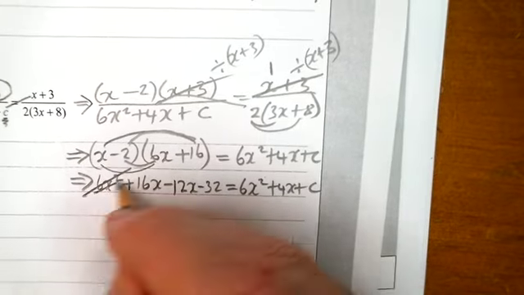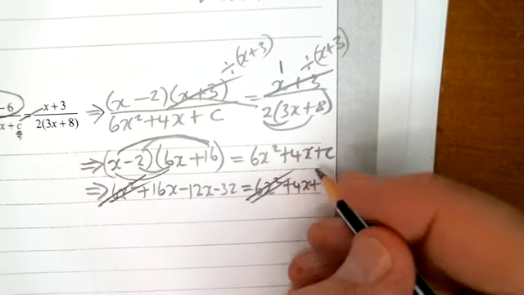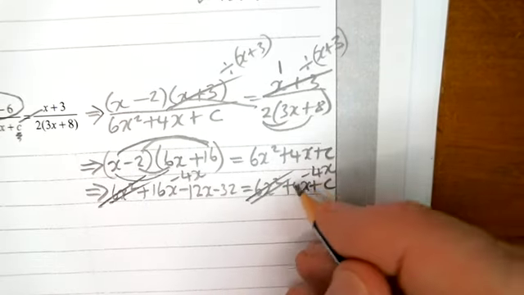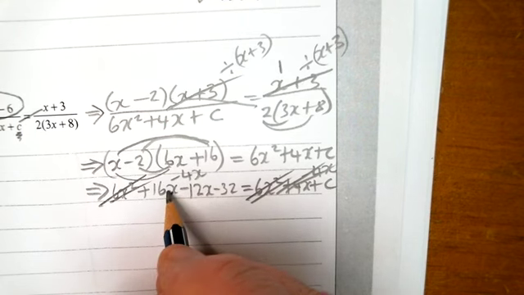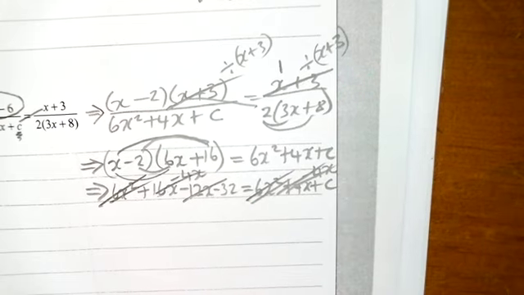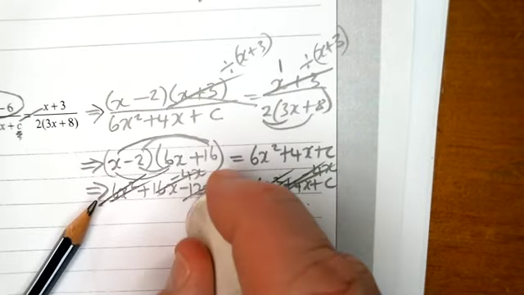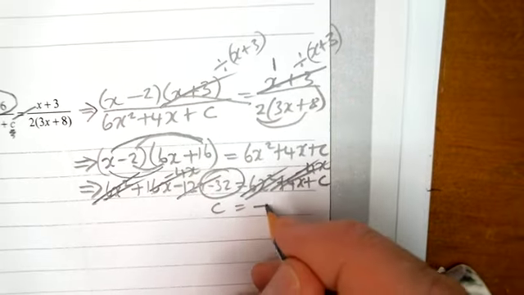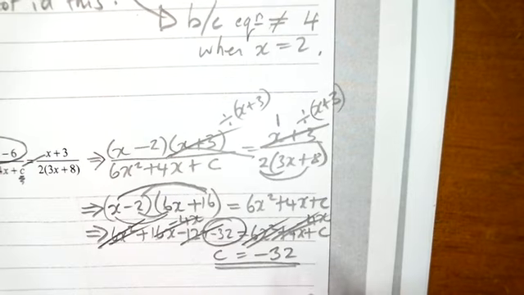Well, I'm going to subtract 6x squared from both sides. There it is. That's gone. I'm going to subtract 4x from both sides. Minus 4x, there it is, minus 4x. So now I've got 16x minus 4x, that's going to be 12x. And I've got 12x minus 12x, which is 0. So now I've got, therefore, C is equal to what's left, which is negative 32. So there's the answer. And it popped in very nicely.